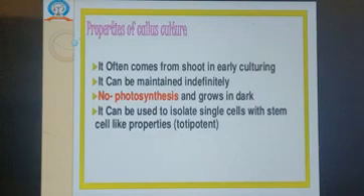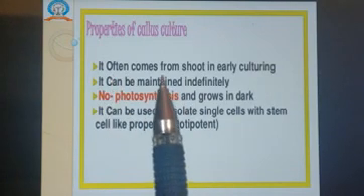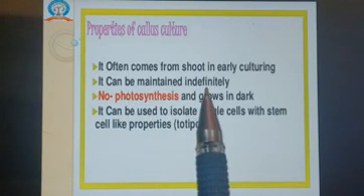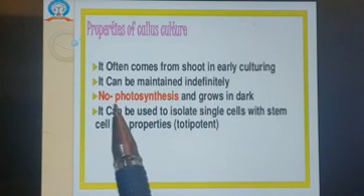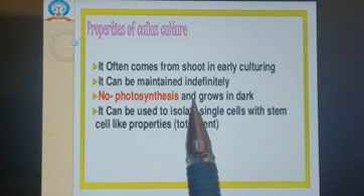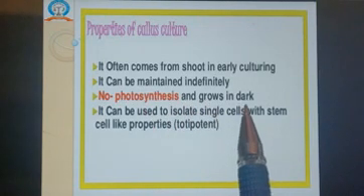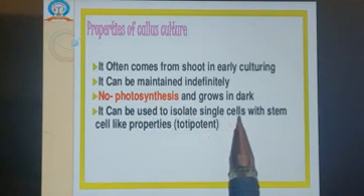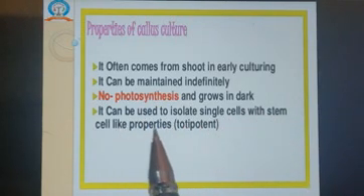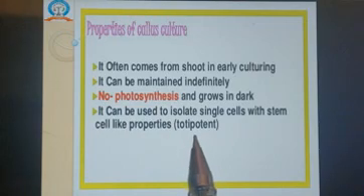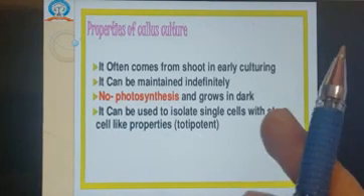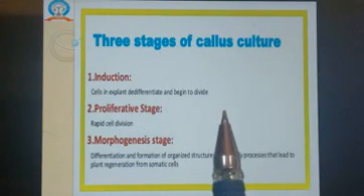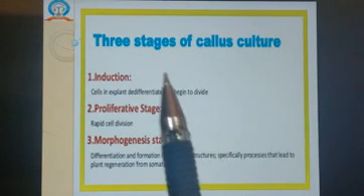Then the properties of the callus. It often comes from shoot in early culturing. It can be maintained indefinitely. There is no photosynthesis, and it grows in dark conditions. It can be used to isolate single cells with stem-like properties. This is totipotency. In the previous lecture we observed what is meant by totipotency, meaning the potentiality of the cell to grow a new plant.